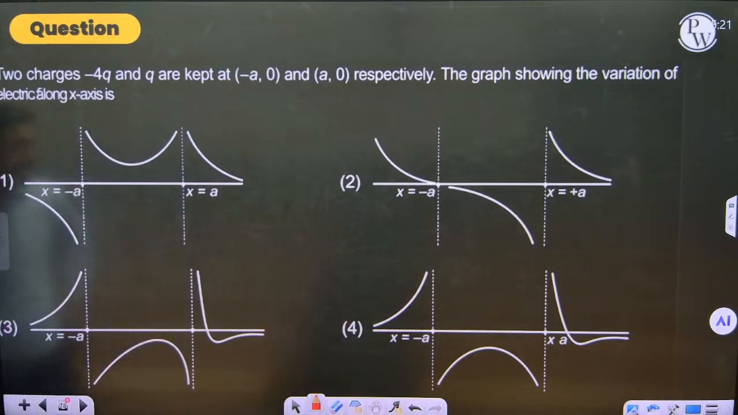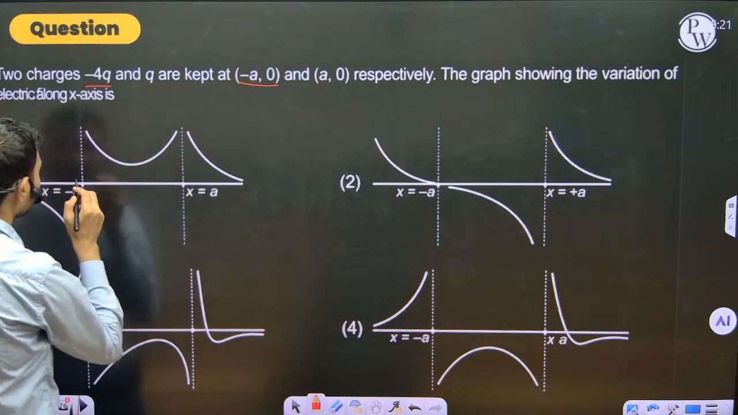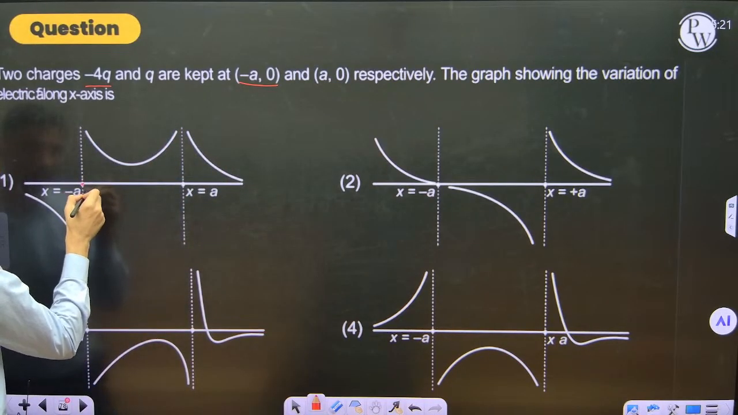Let's go ahead. Let's do this question. If two charges are kept, minus 4q and q, at minus a comma 0 and a comma 0, the graph showing the variation of electric field along the x-axis is what? So let us start with the first one. They're saying minus 4q at minus a comma 0, right? So here you have got a charge of minus 4q.